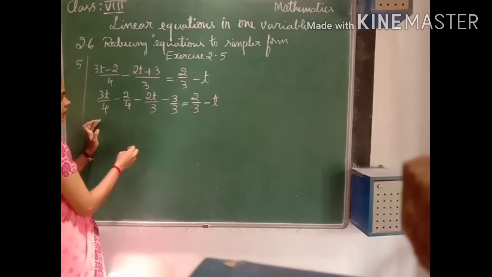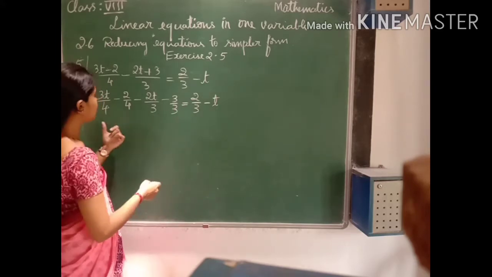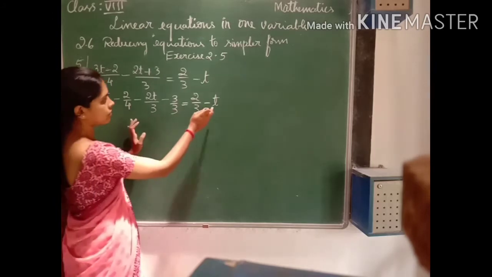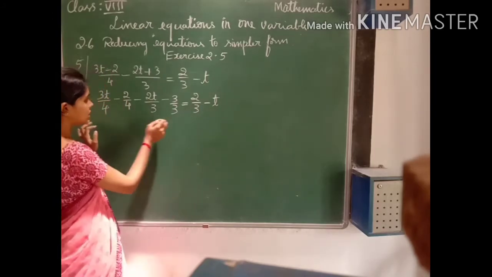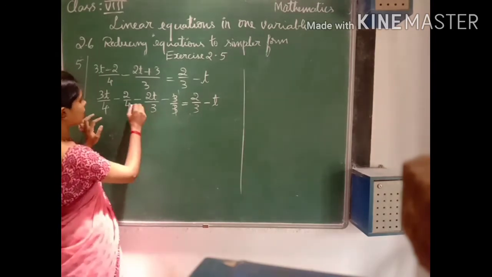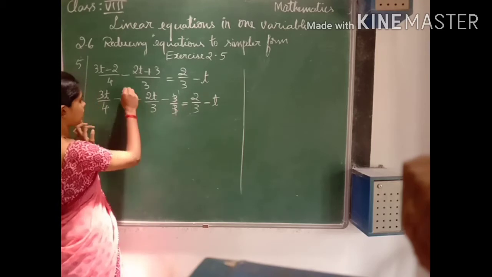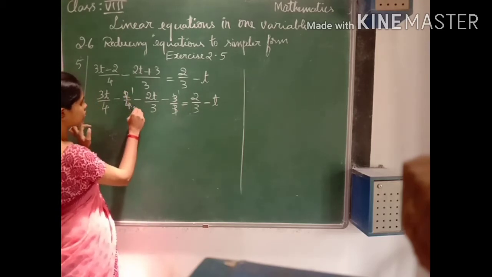Then let us separate the constant and variable, finding out which term has the variable and which is a constant. So the next step is, here you can cancel 3 and 3. 3 ones are 3. Then here 2 ones are 2, 2 2s are 4.